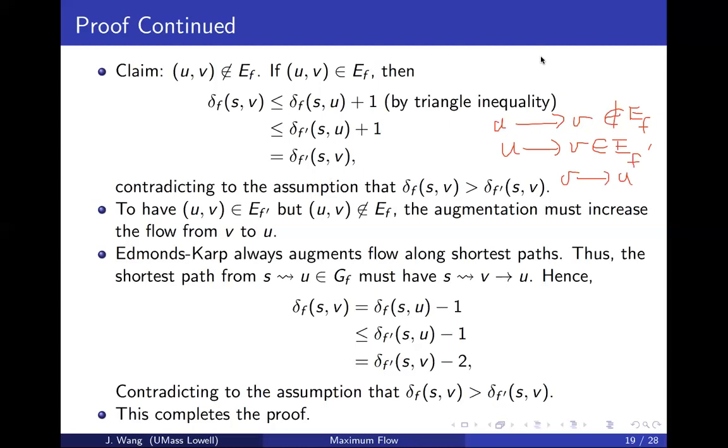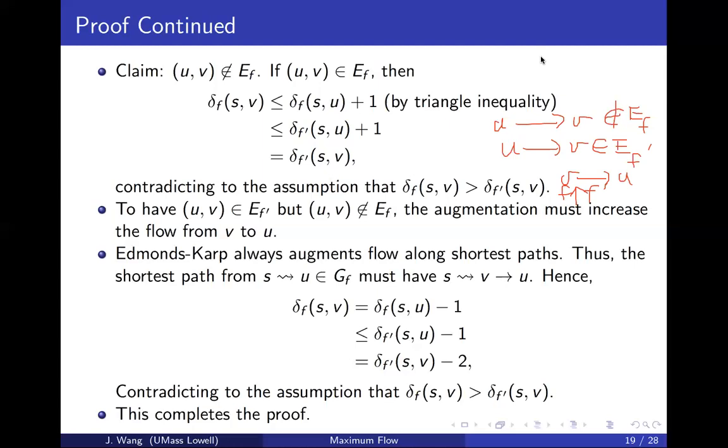So there is a flow going through U to V in F prime. That means that in the residual network from V to U, it must have an augmenting path that's increased. So from V to U, you added something, so that it's F prime added to it. So this is the second bullet, right? The augmentation must increase the flow from V to U.